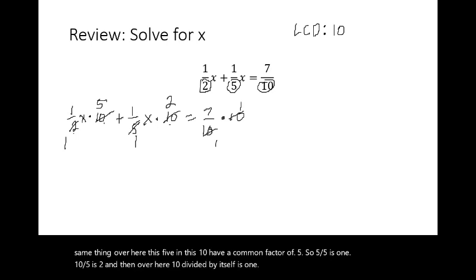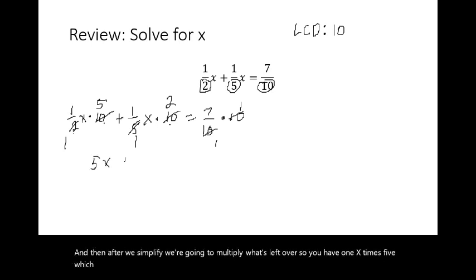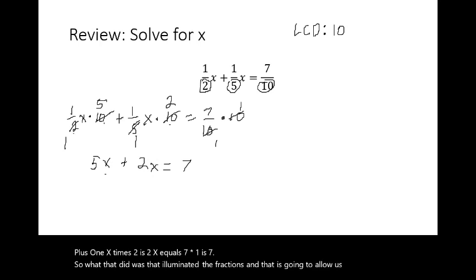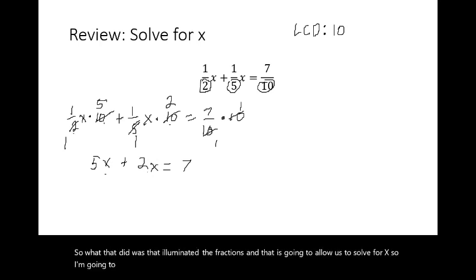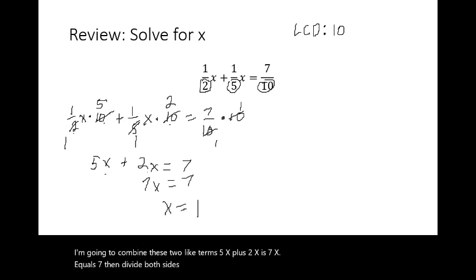And then after we simplify, we're going to multiply what's left over. So you have 1x times 5, which is 5x, plus 1x times 2, which is 2x, equals 7 times 1, which is 7. That eliminated the fractions, and that is going to allow us to solve for x. I'm going to combine these two like terms. 5x plus 2x is 7x, equals 7. Then divide both sides by 7, and we get x equals 1.